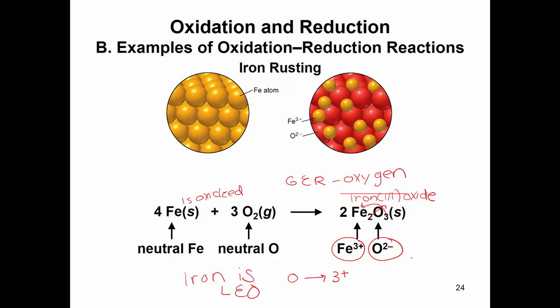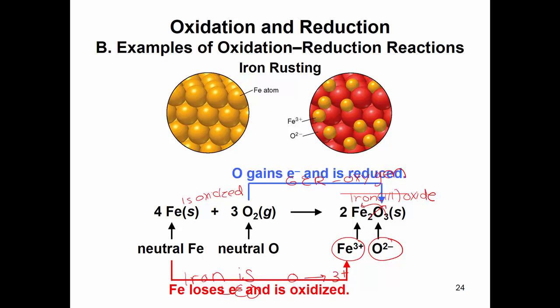And if we wanted to speak of these as agents, we would call the iron the reducing agent, and we would call the oxygen the oxidizing agent. So that just shows that iron loses electrons, so it's oxidized. Oxygen gains. LEO and GER: lose electrons, oxidized. Gain electrons, reduced.